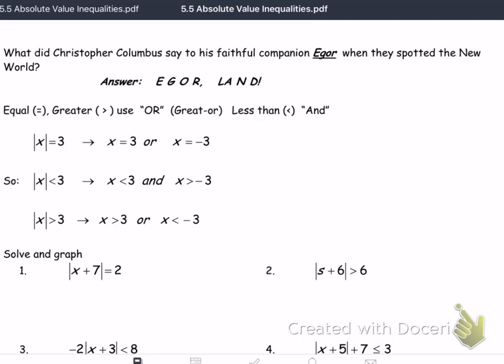Okay, what does that mean? The E stands for equal to, and the G stands for greater. Okay, when you have something that's equal and greater, then you're going to use the word or. Okay? Equal and greater, use or. The land part: if it is less than, then you're going to use and.